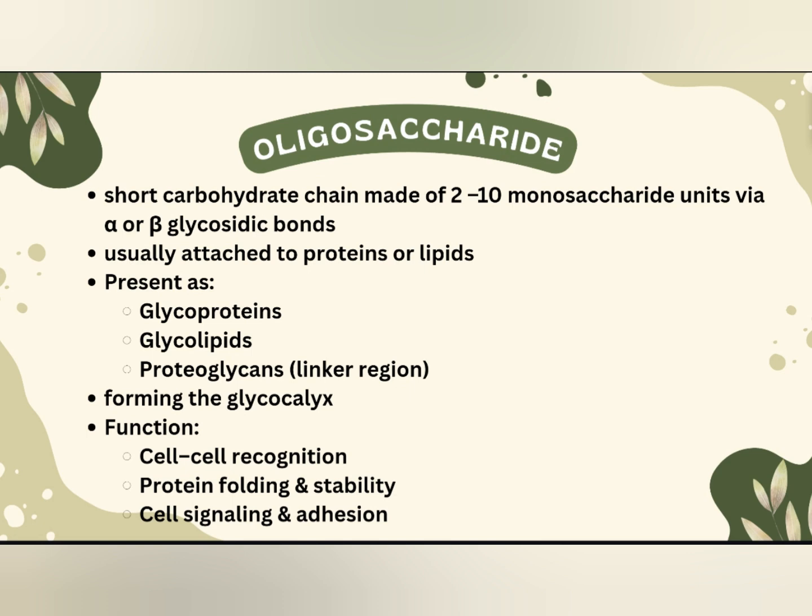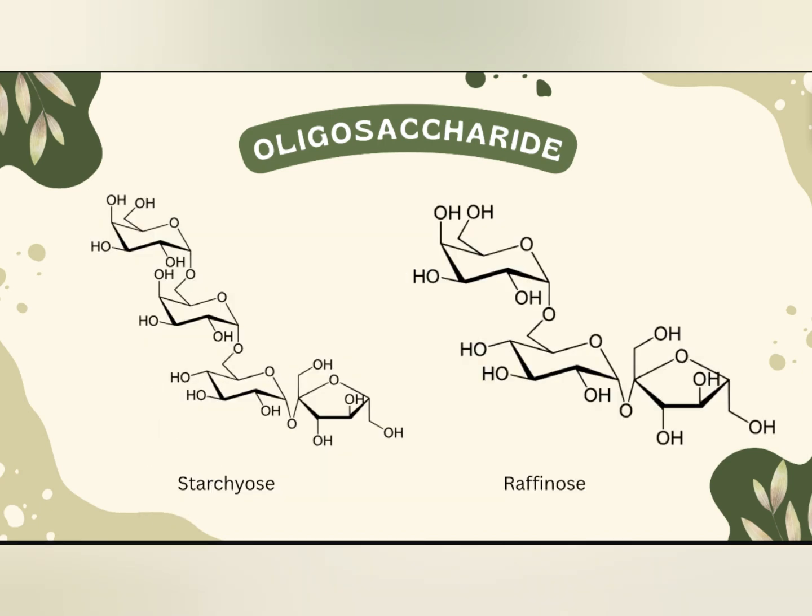Next, we have oligosaccharide, which is a short carbohydrate chain made of 2 to 10 monosaccharides. They are usually present as glycoproteins, glycolipids, and proteoglycans, which form the glycocalyx. Their function is for cell-to-cell recognition, for example, blood group determinants, protein folding and stability, as well as cell signaling and adhesion. Examples include stachyose and raffinose.